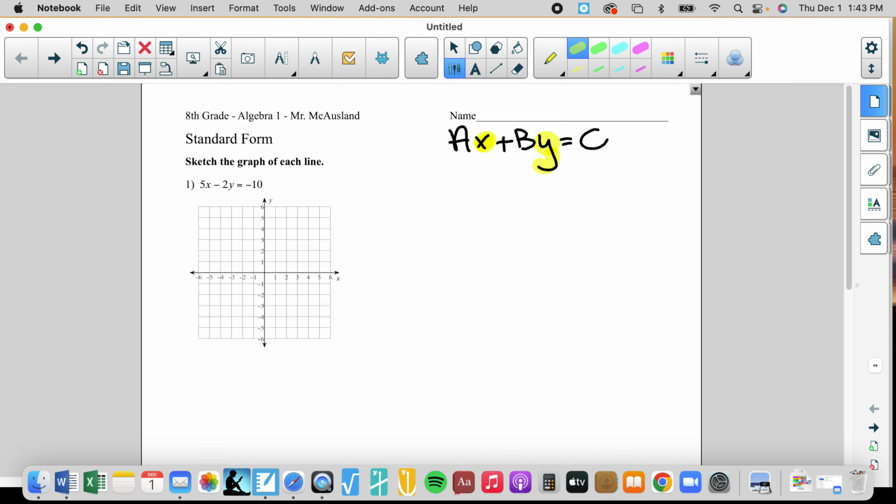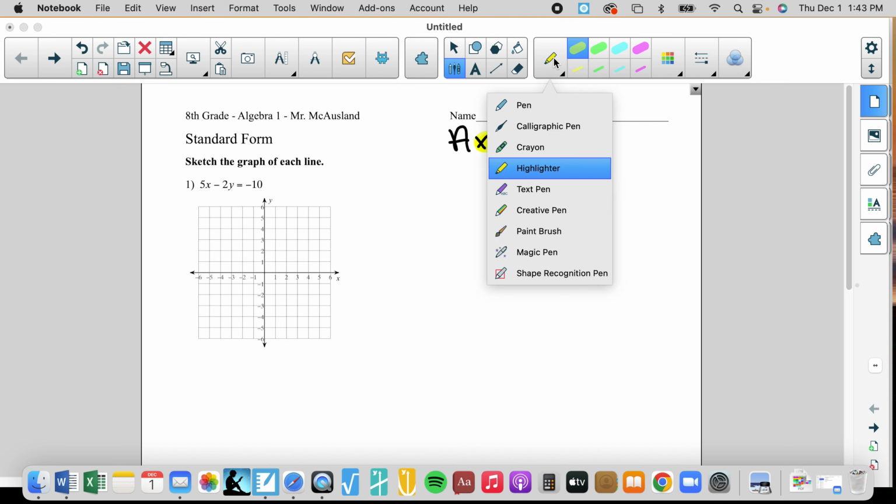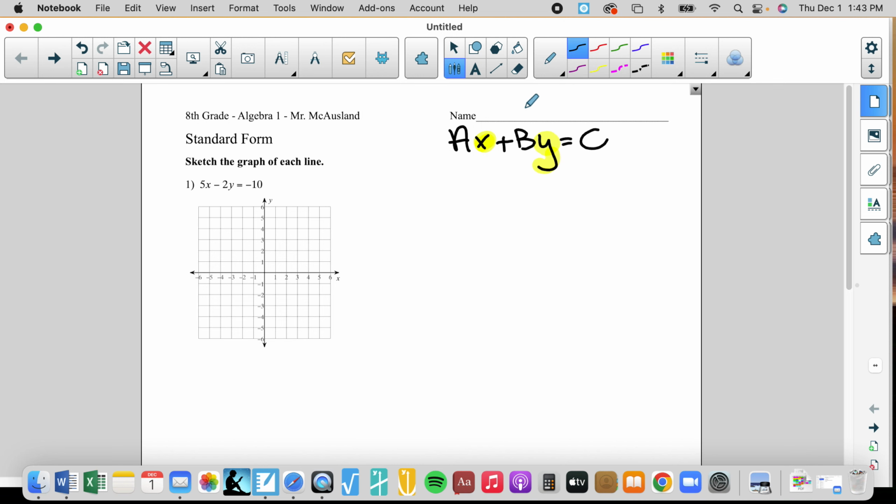A, B, and C don't hold any value in the sense of solving or finding the slope or finding anything of that nature. We will utilize them to find things, but it's not like we can look at A or B or C and say that's the slope, that's the y-intercept. So when linear equations are in standard form, we're going to use them to find the x and the y-intercepts.